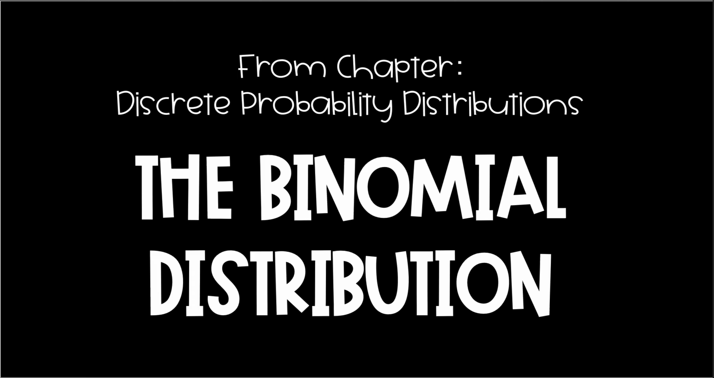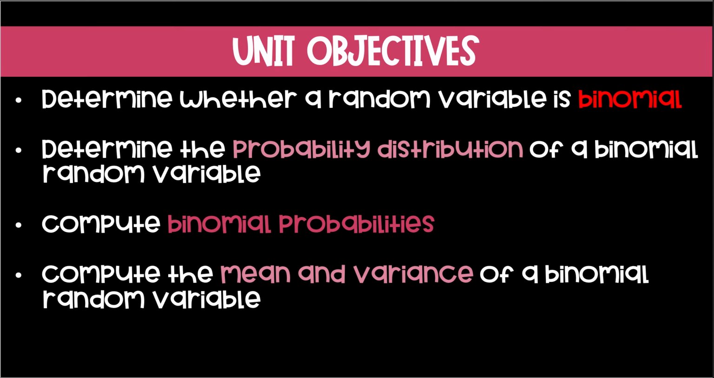Hi students, this is the section Binomial Distribution from the chapter Discrete Probability Distributions. The objectives for this section are for you to be able to determine whether a random variable is binomial, construct or find the probability distribution of a binomial random variable, compute a binomial probability, and compute the mean, variance, and standard deviation of a binomial random variable.